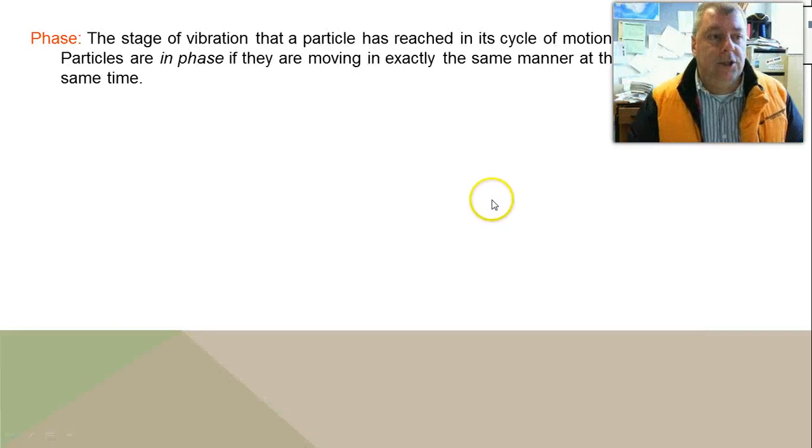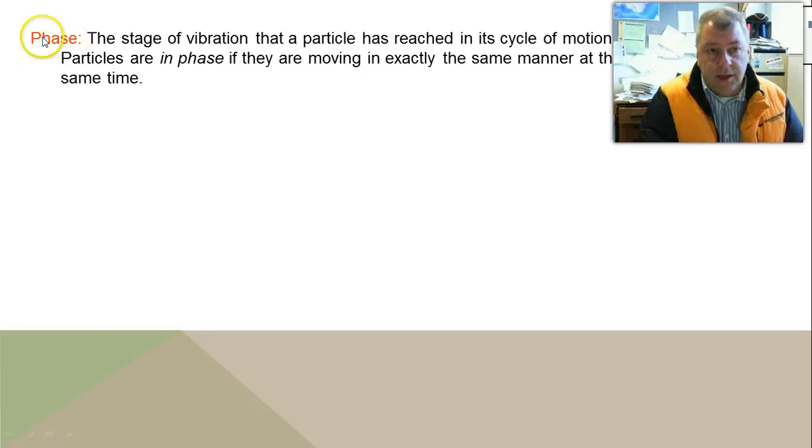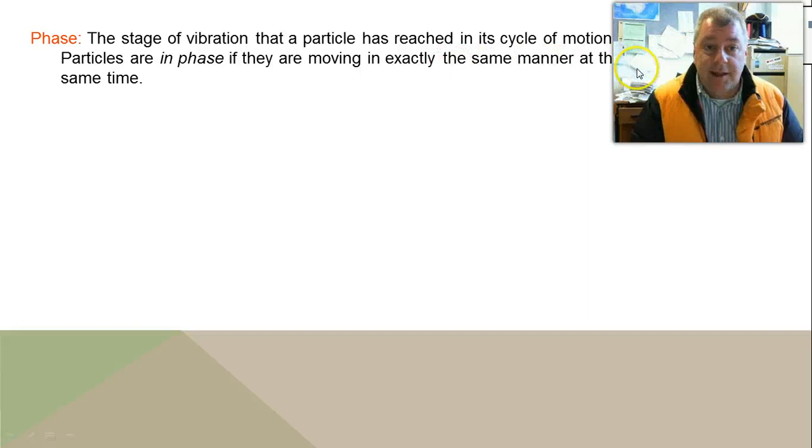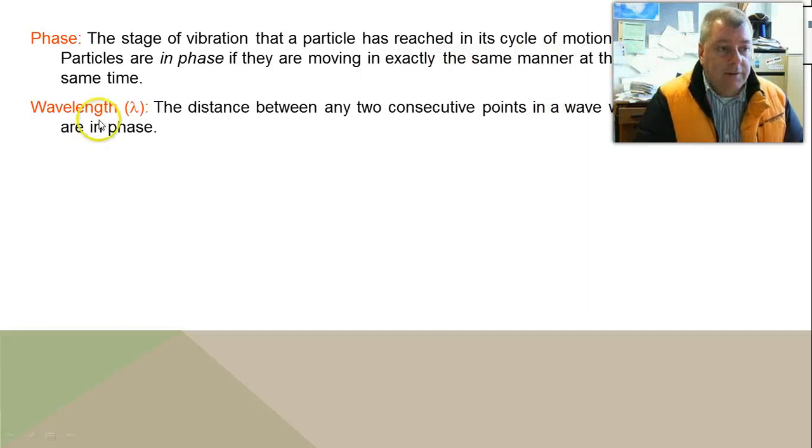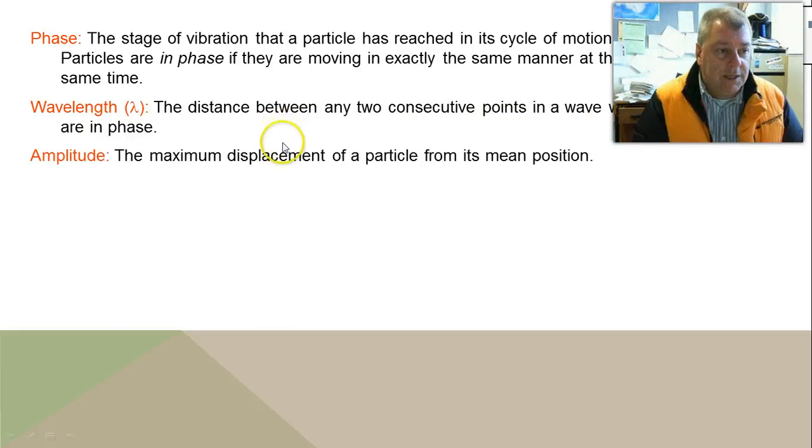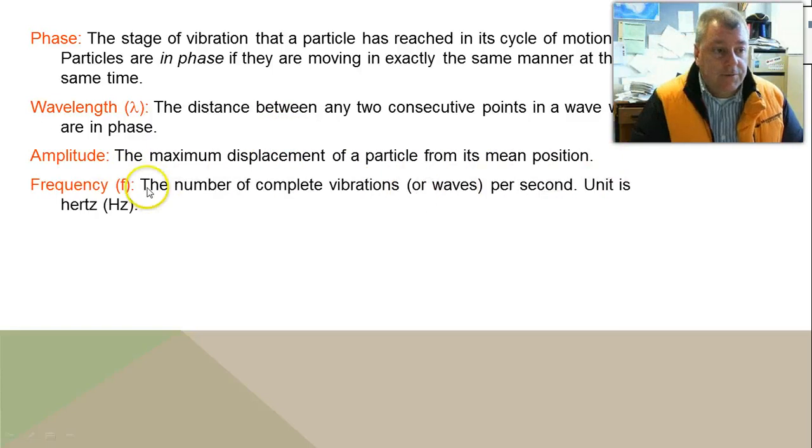So a couple of terminologies here. Phase, I've used that a couple of times. It's the stage of vibration that a particle has reached in its cycle of motion. Particles are in phase if they are moving in exactly the same manner at the same time. Wavelength, the distance between two consecutive points in a wave that are in phase. So make sure you understand what in phase means. Amplitude, the maximum displacement of a particle from its mean position. Frequency, the number of complete vibrations or waves per second. Frequency is in hertz, given the symbol f.